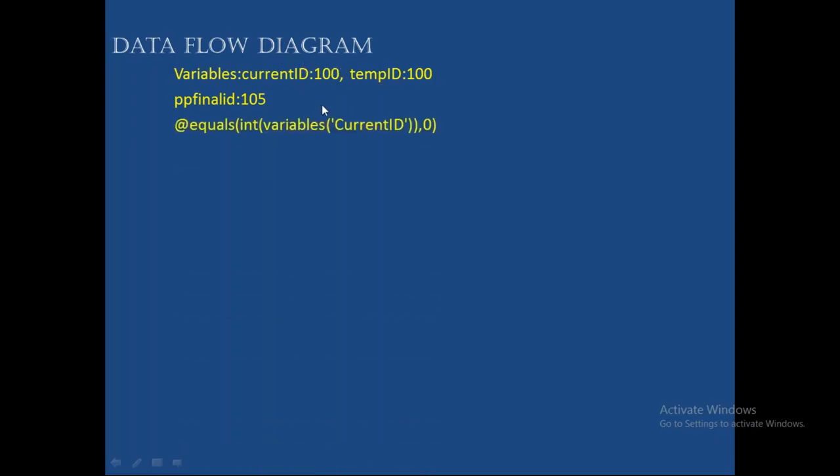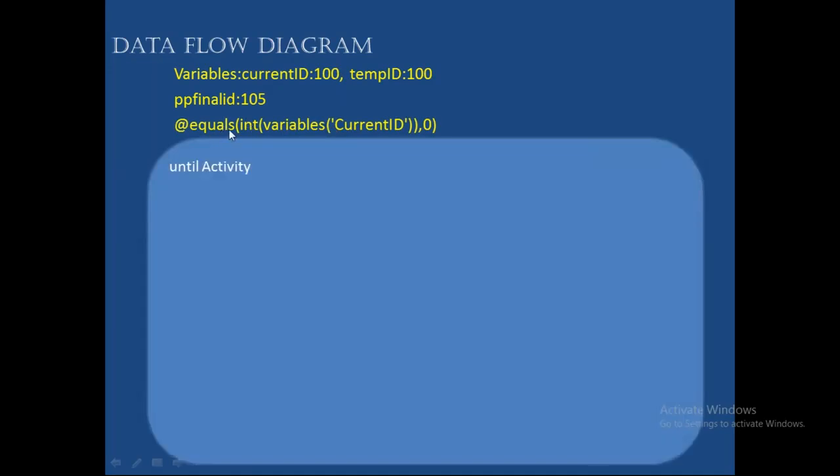Now my until activity condition is something like this: @equals(int(variables('currentID')), 0). How will you access the value of the variable current ID? With variables of current ID, which gives you 100. But this 100 is in string format by default, so to convert it to an integer I use int of this.